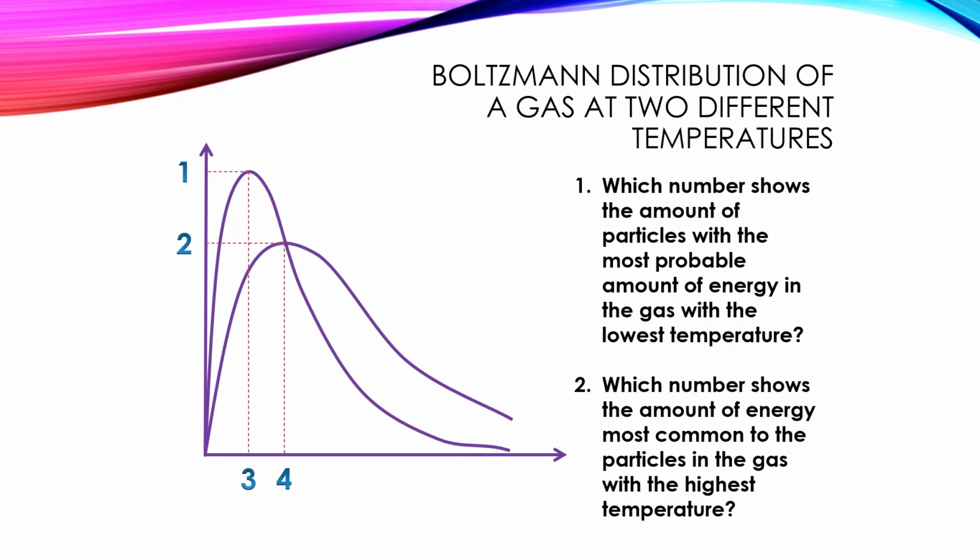Okay, so another question is for you. Which of the numbers shows the amount of particles with the most probable amount of energy in the gas with the lowest temperature? And the second question is, which of the numbers shows the amount of energy most common to the particles in the gas with the highest temperature? Okay, feel free to answer this. 这一个应该是会在 discussion board 里面的。Okay.